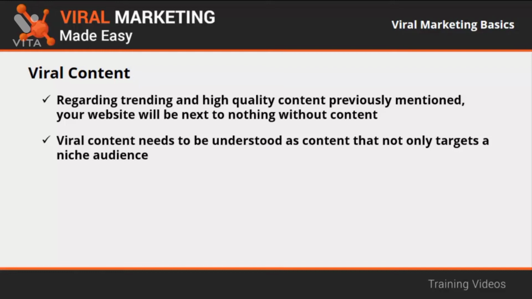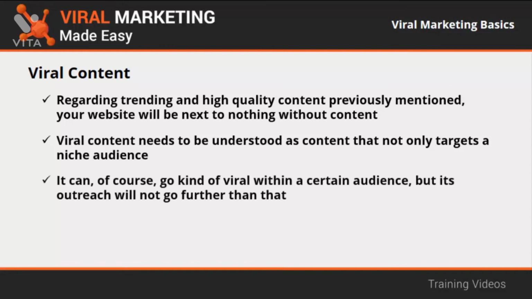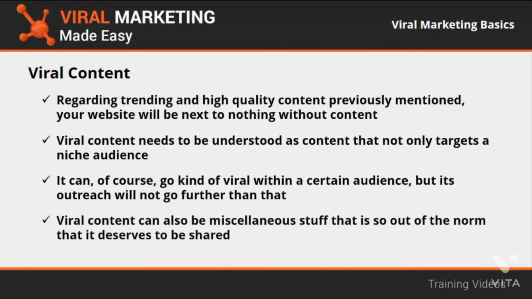An example of non-viral content would be food recipes, because food recipes will only be of interest to food-minded people. It can, of course, go kind of viral within a certain audience, but its outreach will not go further than that. An example of viral content is celebrity gossip, because celebrities inundate almost every aspect of popular culture, and word about something that a celebrity did will undoubtedly land on the newsfeed of anyone with a social network account. Viral content can also be miscellaneous stuff that is so out of the norm that it deserves to be shared, like new tech products, scientific discoveries, and news pieces.